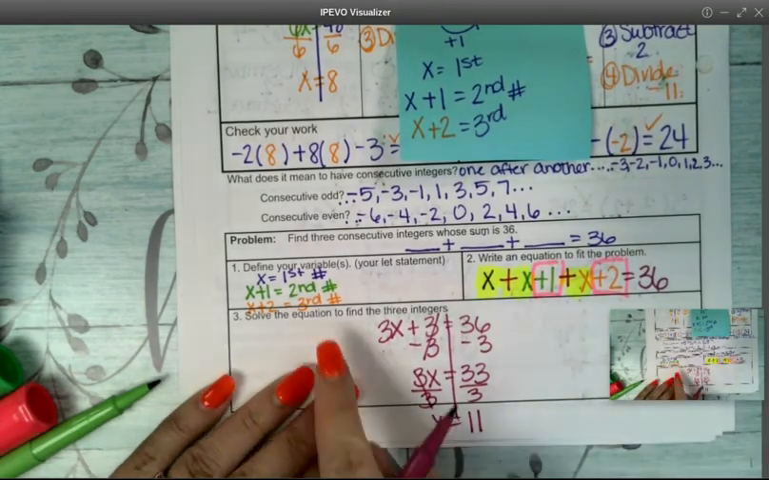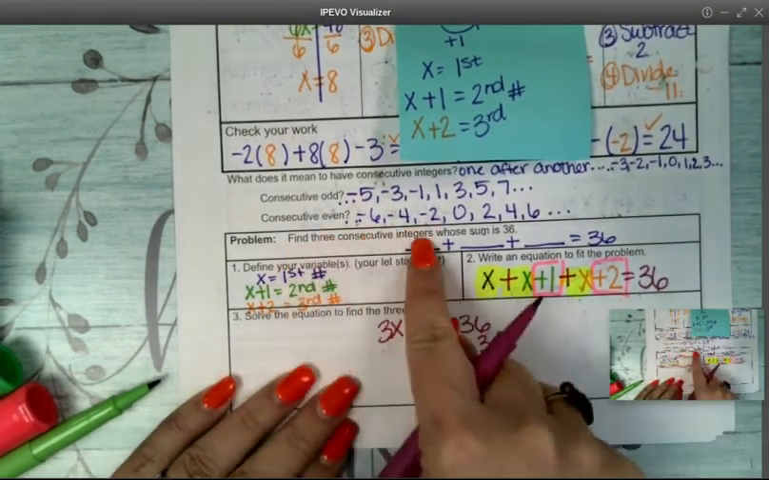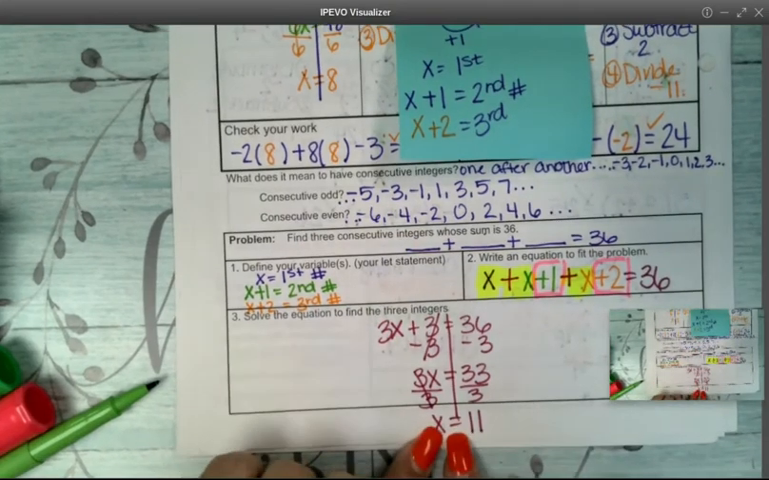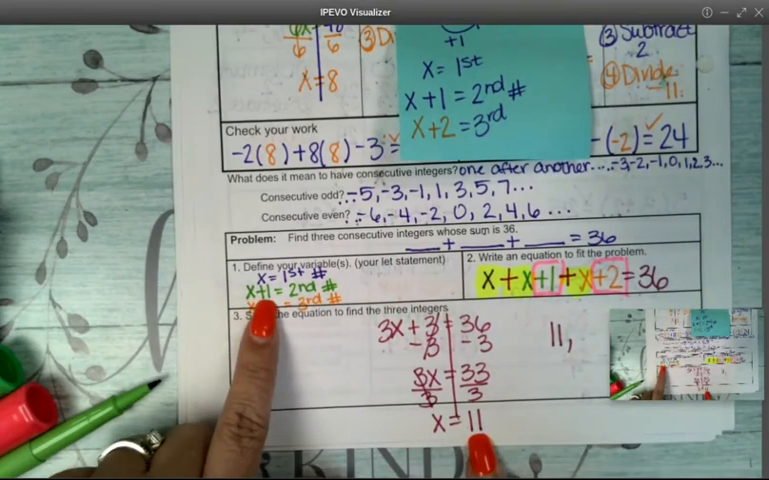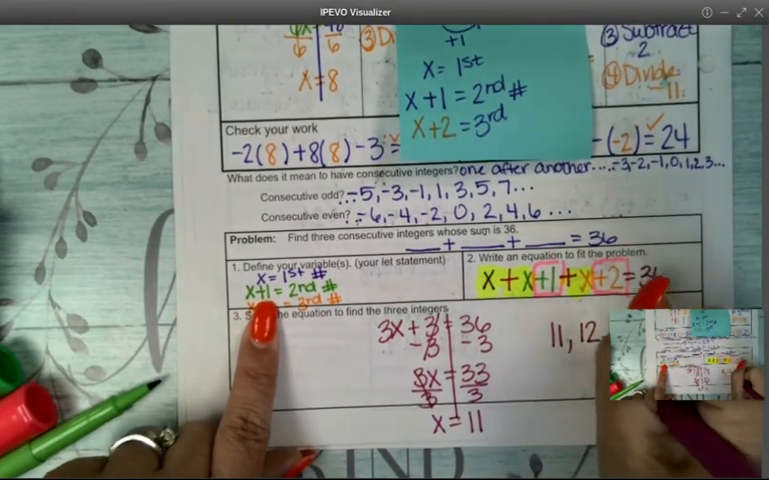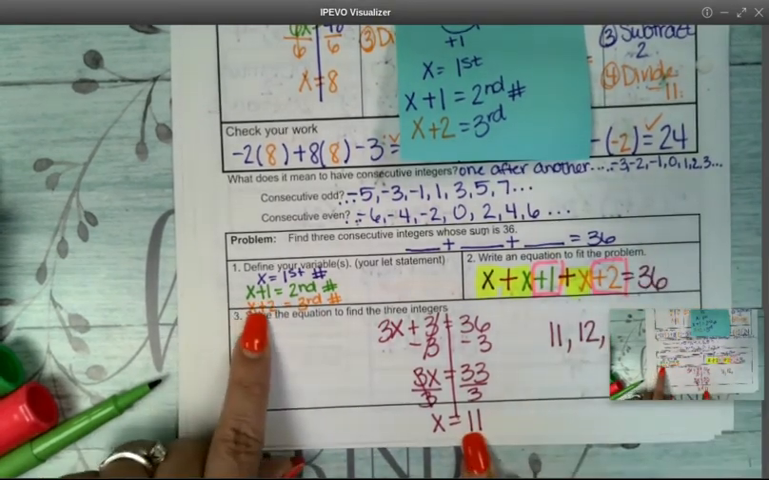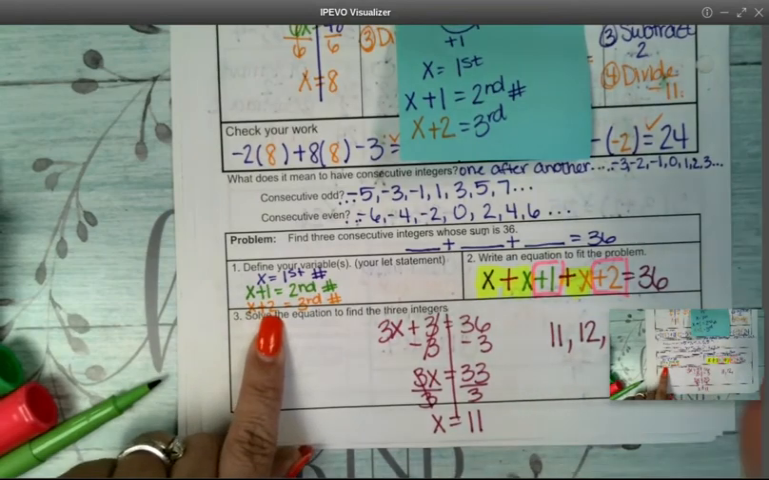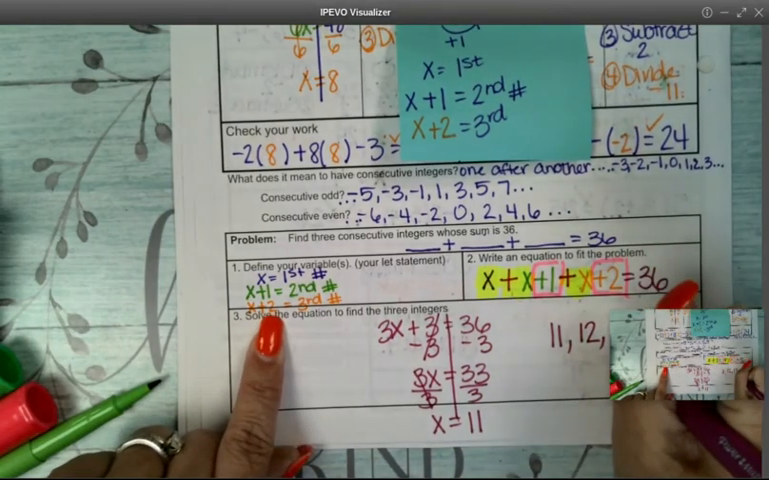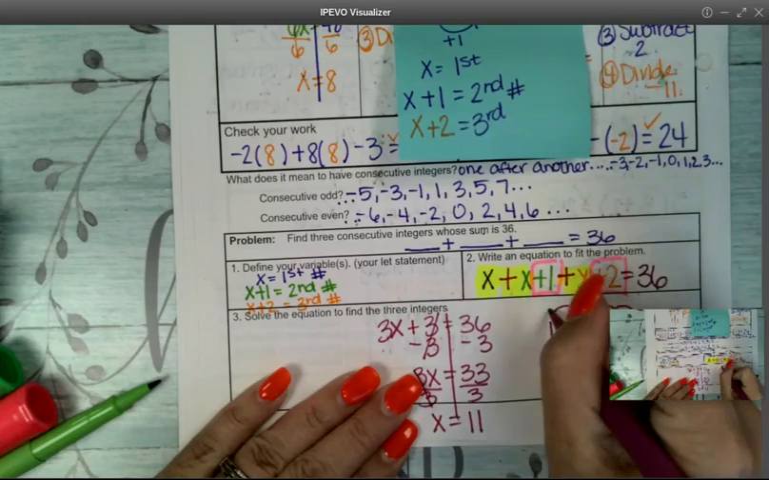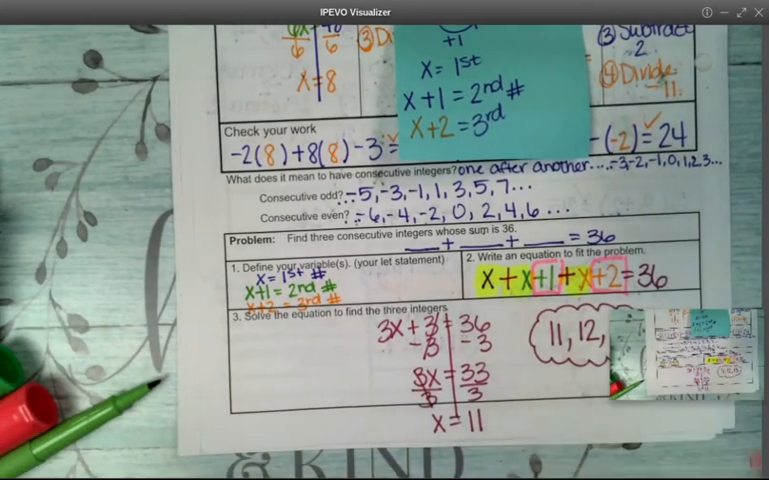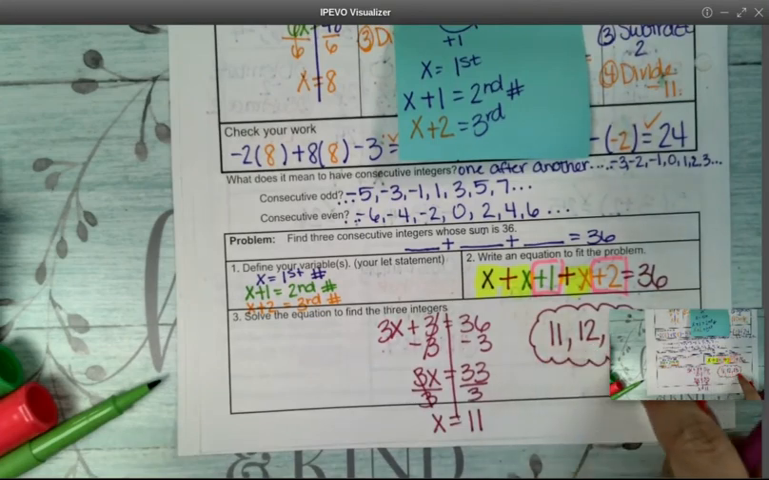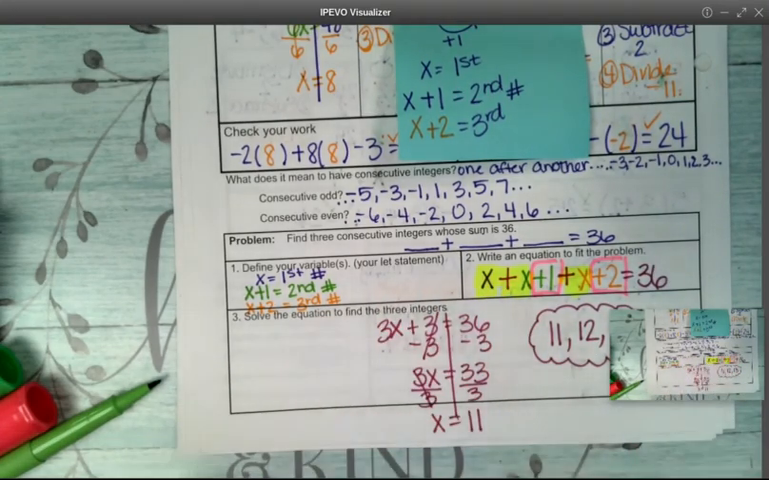Now, it's wanting you to find 3 consecutive integers. So my first number is 11. If I take 11 and add 1 to it, it gives me 12. And if I take 11 and add 2 to it, 11, 12, 13, it gives me 13. So these are the 3 numbers that are our solution. So that way, they're consecutive integers, 11, 12, 13. And this is the thought process behind that.